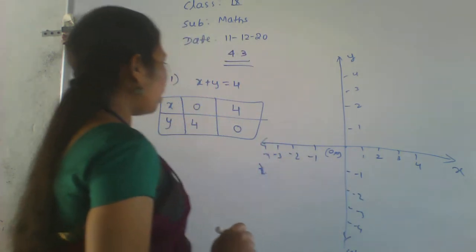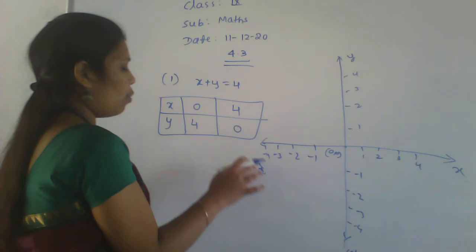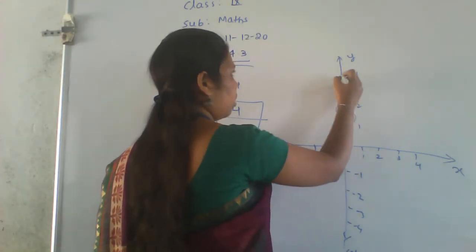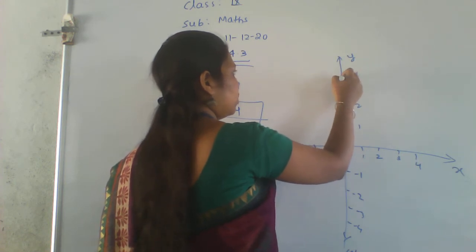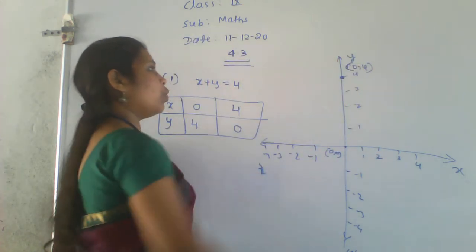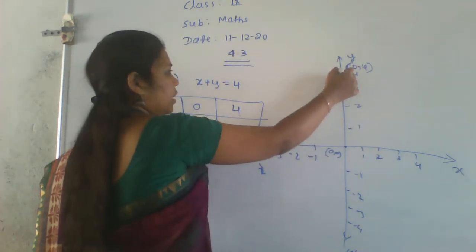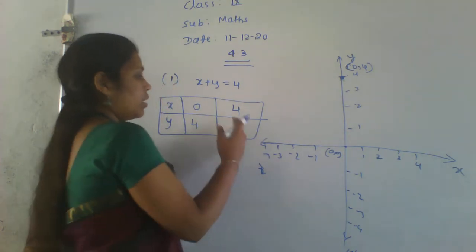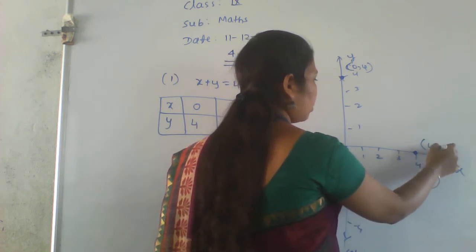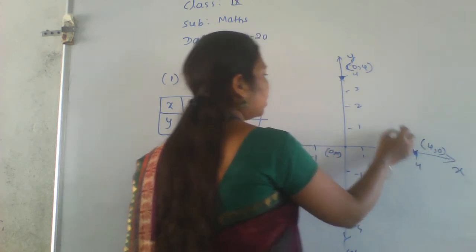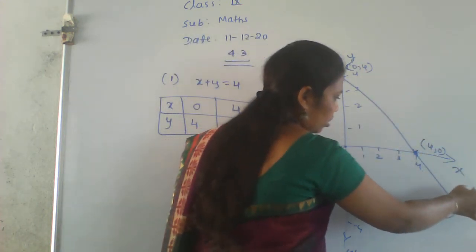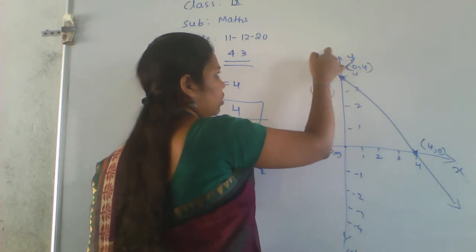Okay. So now plot the point. That is 0, 4. Where is 0, 4 here? 0 here and 4 is here. You have to write the coordinates also, 0, comma 4, or else mark it with a cross. It's your wish. Next one is 4, comma 0. It is 4, comma 0. Right? Okay. Now join these 2 points here.